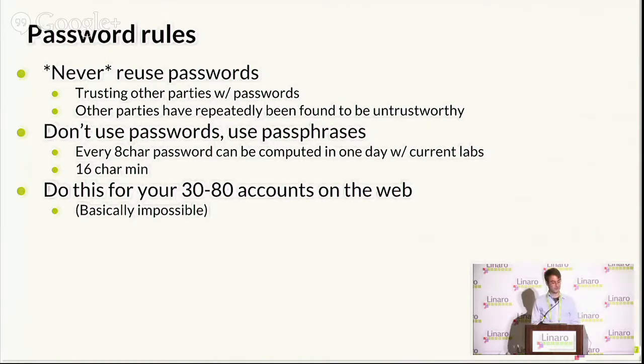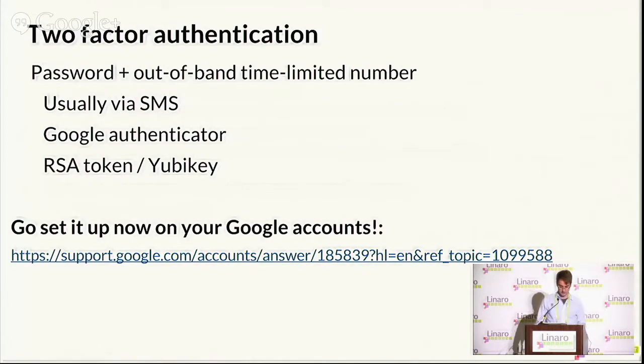Now, of course, you have to do this for 30 to 80 accounts that you have on the web. And this really gets to be almost impossible. Passwords are really terrible technology, and I'm surprised that we're still using them. So the first step to improve things a little bit here is two-factor authentication. Basically, this means in order to access your account, you need your password as well as a time-limited PIN. These PINs are usually provided via SMS. You can also get them through Google Authenticator or fancier versions with RSA tokens or YubiKeys.